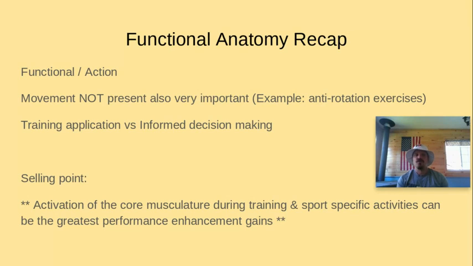Leading into training application versus informed decision making, with structural anatomy, we know the structure involved. We'll say the semitendinosus of the hamstring again. We know that you should have 0 to 120 degrees of knee flexion. What that muscle does, it flexes the knee.